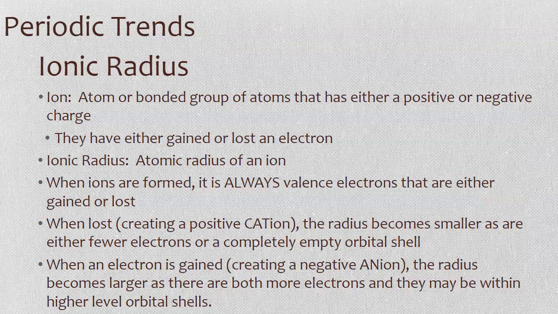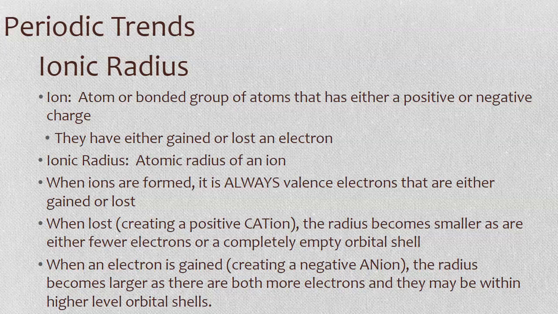The next trend is the ionic radius. First thing to know, an ion is a bonded group of atoms that has either a positive or negative charge. A positive ion is called a cation, that's C-A-T-I-O-N, a cation. And remember, cats meow positively. A negative ion is called an anion, that's A-N-I-O-N. There's no cute way of memorizing that, so it's just an anion.